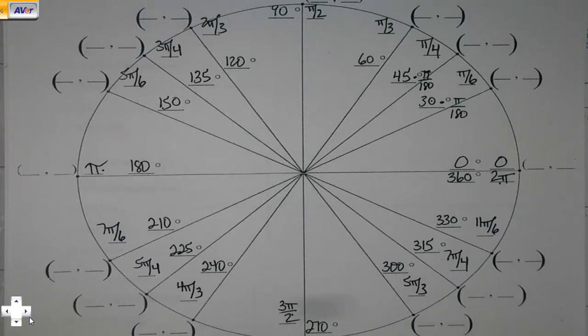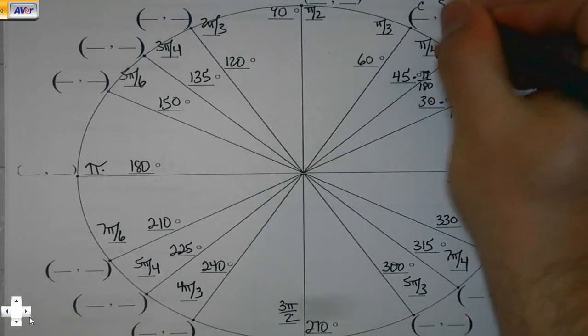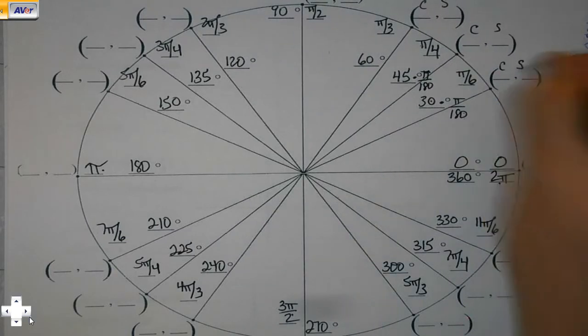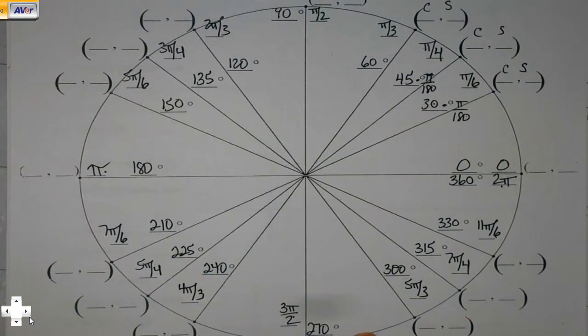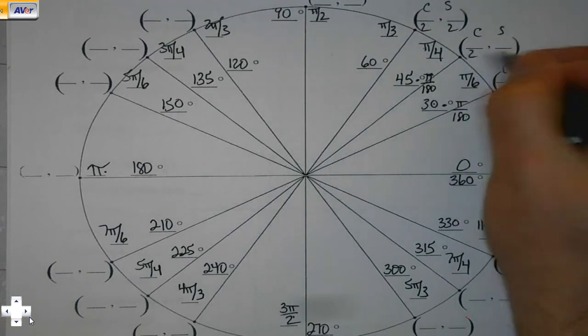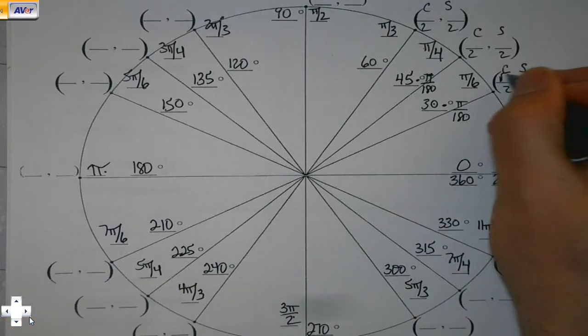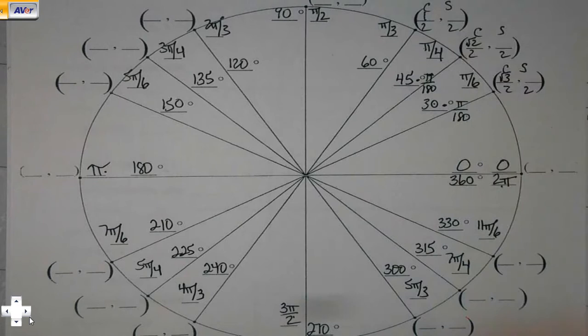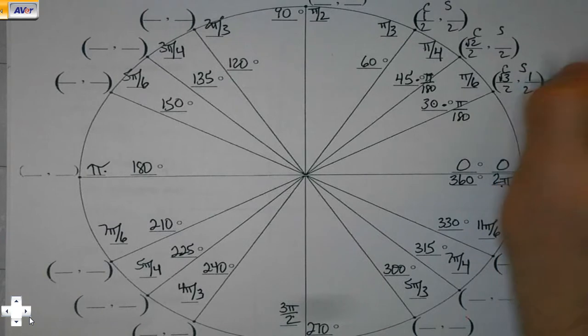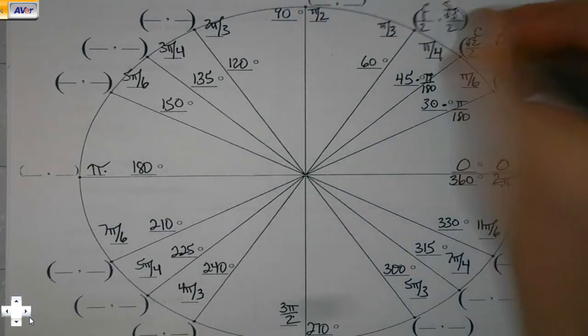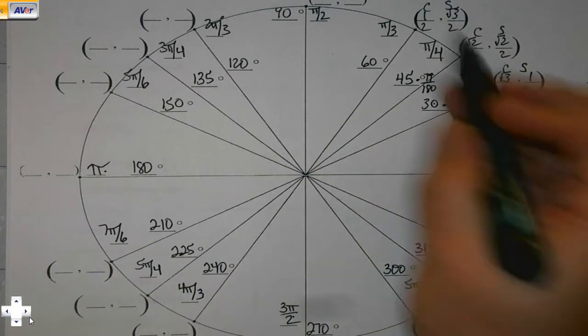When it comes to my coordinate measures, reminders, it's cosine and then sine, just like in the alphabet. Everything's divided by 2. We've talked about that before. And we've also talked about how cosine goes from biggest number down to smallest. So square root of 3, square root of 2, 1. 3, 2, 1, largest to smallest. Sine, just the opposite. 1, square root of 2, square root of 3. 3, 2, 1, 1, 2, 3.